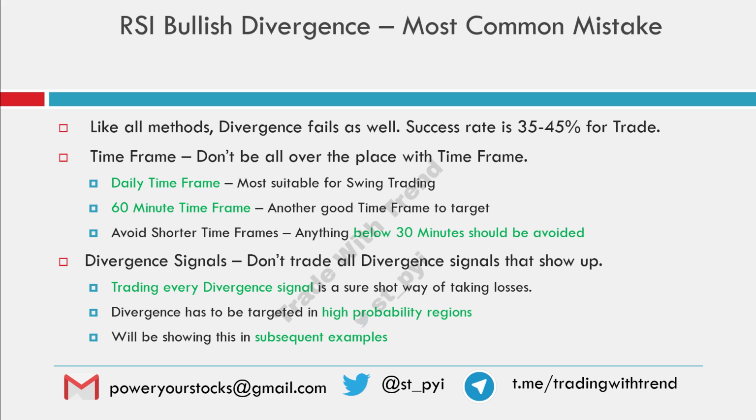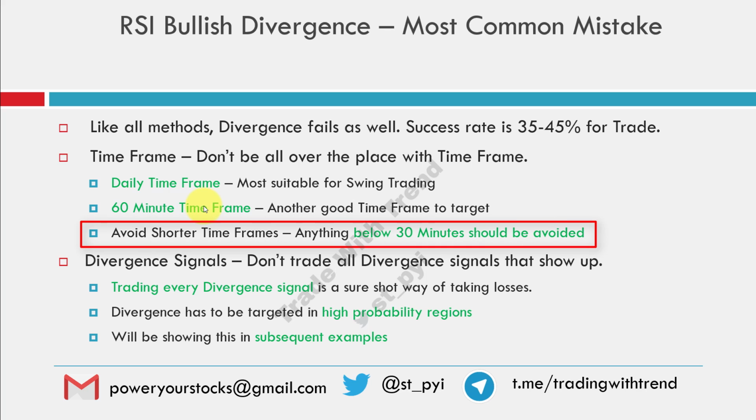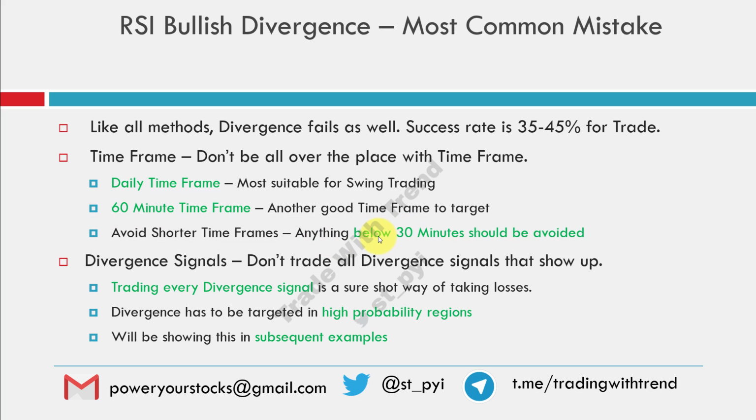In this particular section, I will highlight the most common mistakes while using this particular strategy. First thing that I would like to focus upon is time frame. Now, in my opinion, daily time frame is the most suitable time frame for swing trading. 60-minute chart is also another good time frame if you would like to prefer it. However, at all costs, avoid shorter time frames for this particular strategy and trading in general. Anything below 30 minutes is not advisable, and you will just be making your broker more rich.